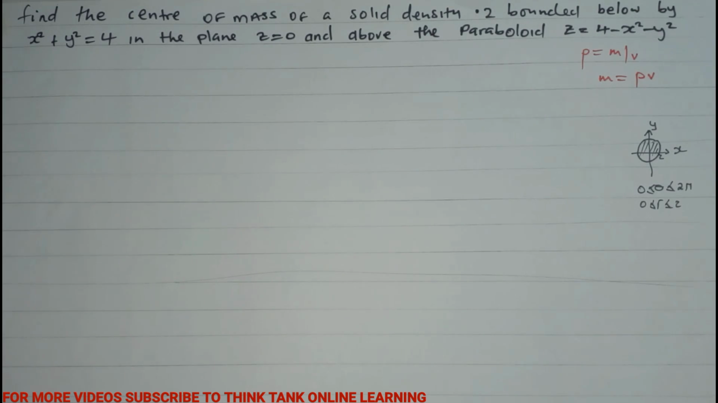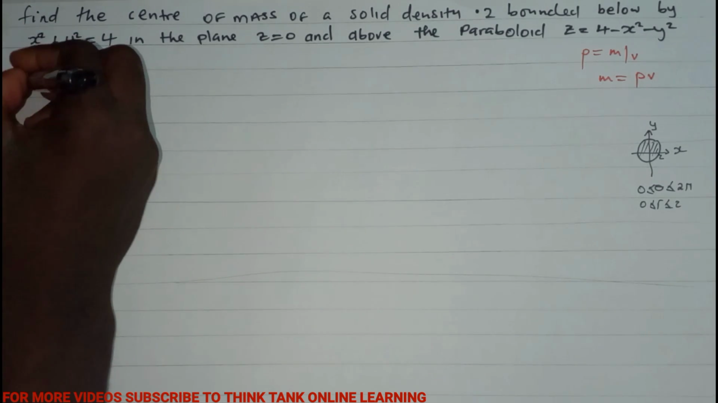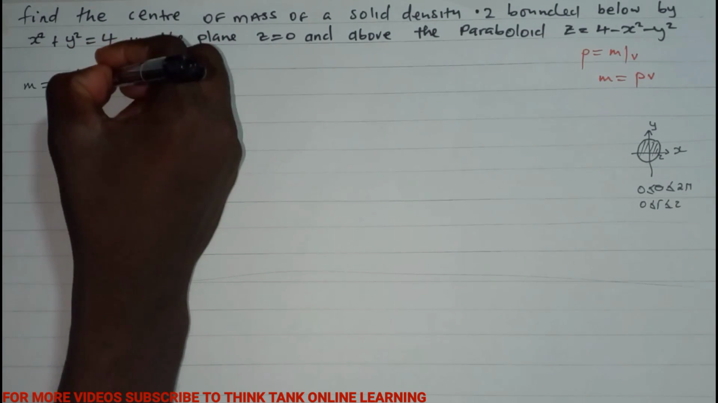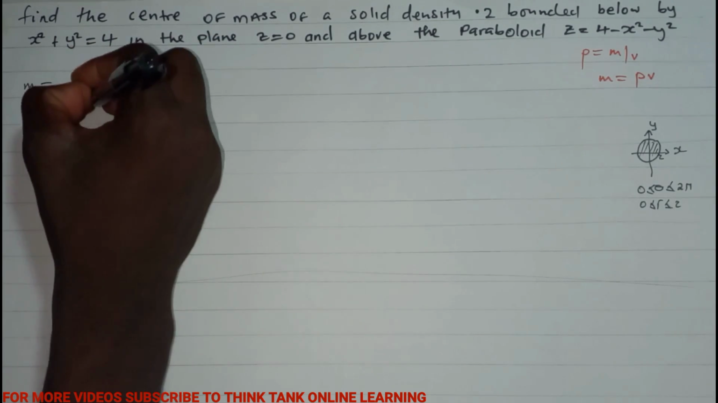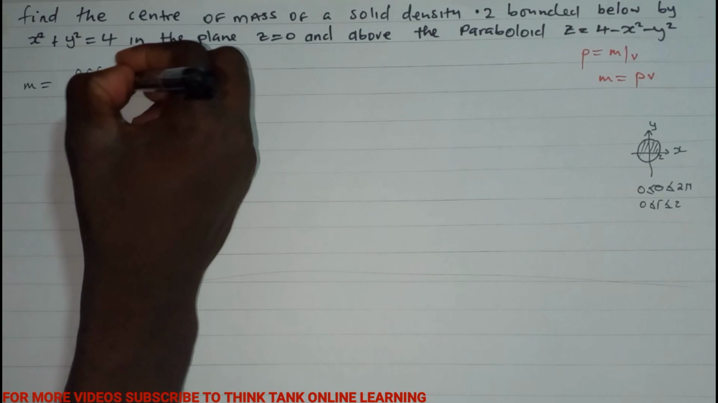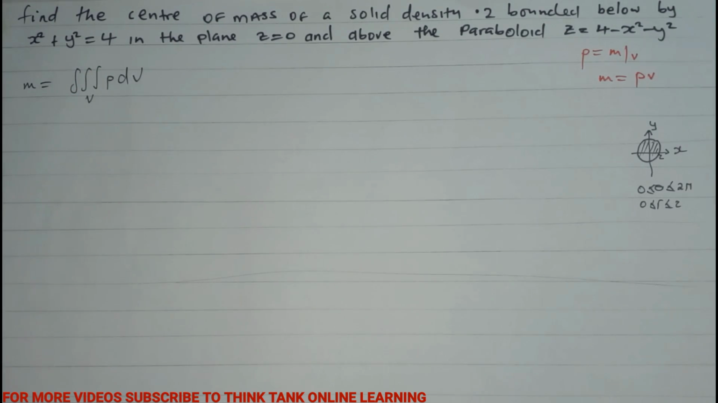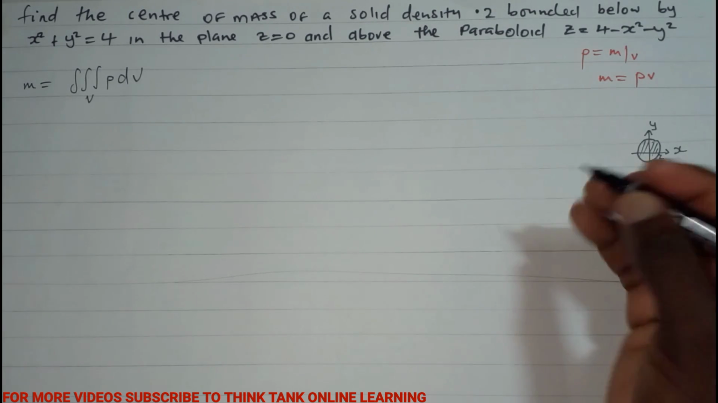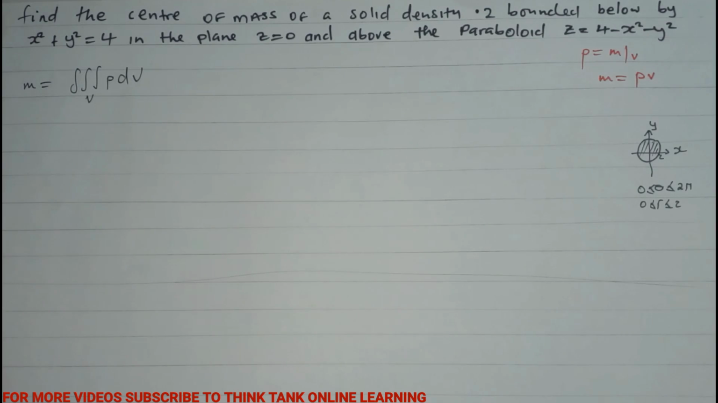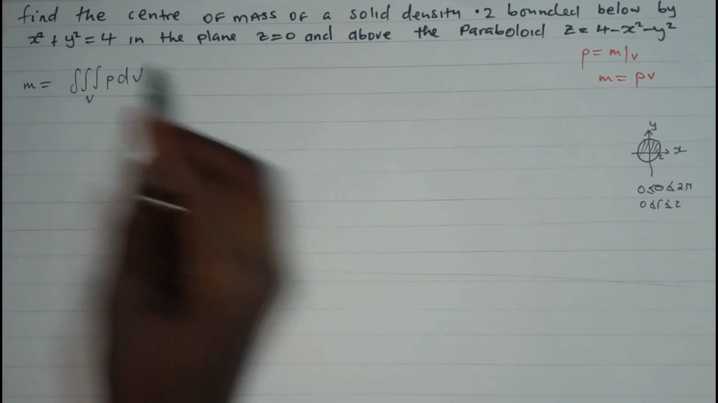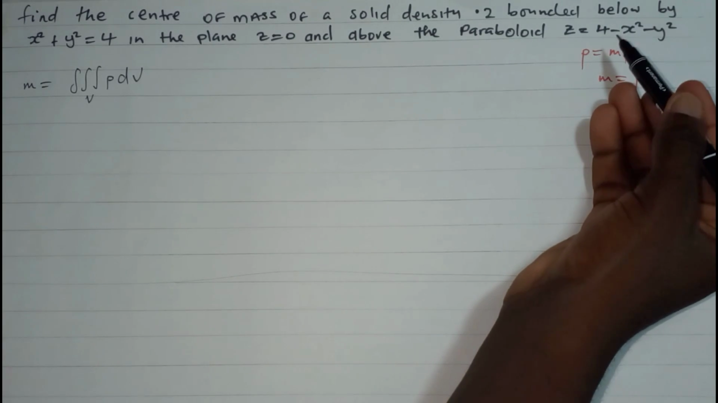So what we're going to do, I want to find the mass, which is equal to the triple integral of density times volume, and dV is just a function that represents dy dx dz. And what do we know? We know that in cylindrical coordinates, let's say if you have no idea, maybe to give you just a clue, you have x squared plus y squared equals 4, and you've got the same thing here.